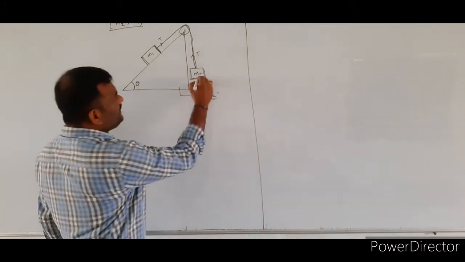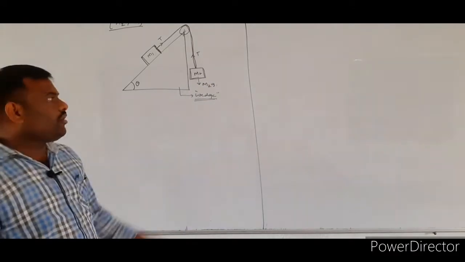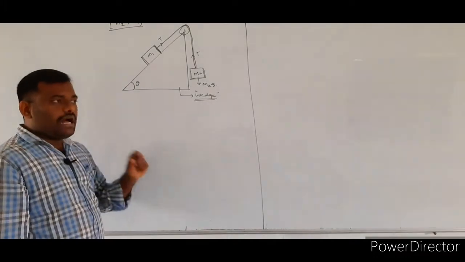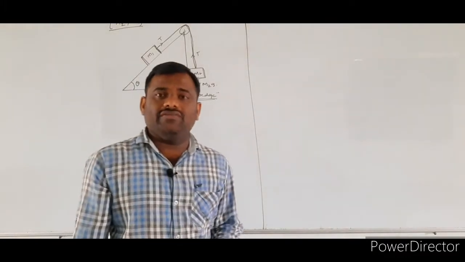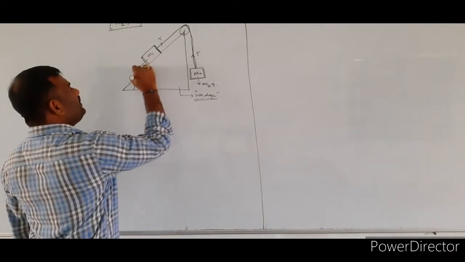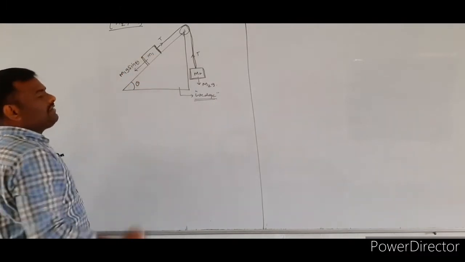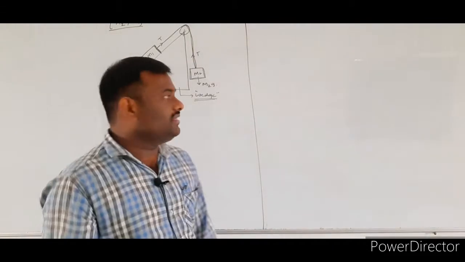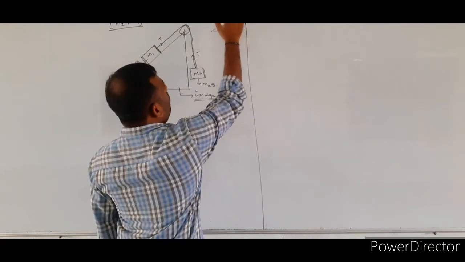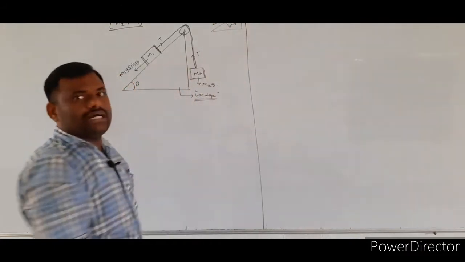First we will resolve the weights. Here the m2g value will be acting in the downward direction. The weight of the block m2g will be acting in the downward direction. Already we discussed, whenever the object is placed over the inclined plane, its sine component of the weight will be acting down the inclined plane. For that, the weight will be resolved into two components. One of the components is balanced by the normal reaction, and another component will be acting down the inclined plane.